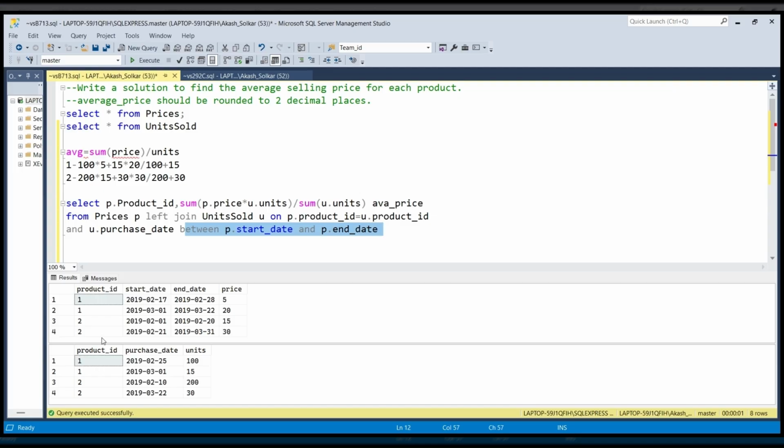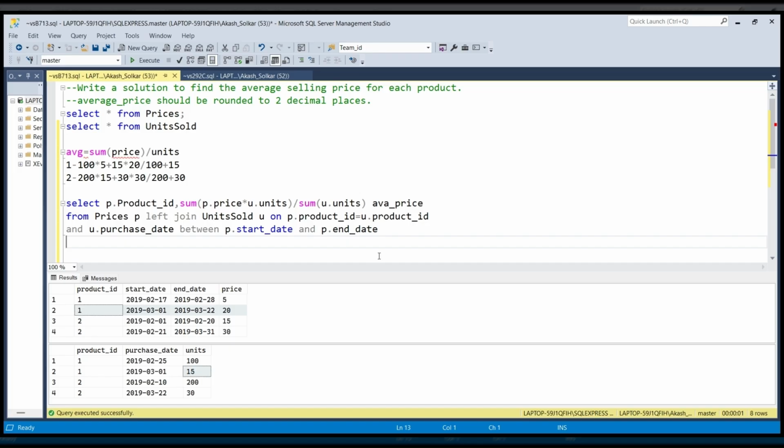Why are we taking the purchase date between the start date and end date? Because, as we have discussed, for product id 1 of unit 100, the purchase date is 25th of February. When I purchased the 100 units, the product price was 5 rupees. When I purchased product id 1 of 15 units, from that start date to the end date, the price was 20 rupees. That is the main reason I am using purchase date between start date and end date.